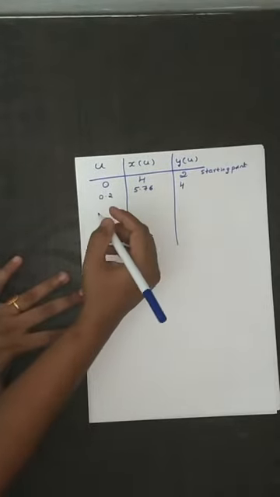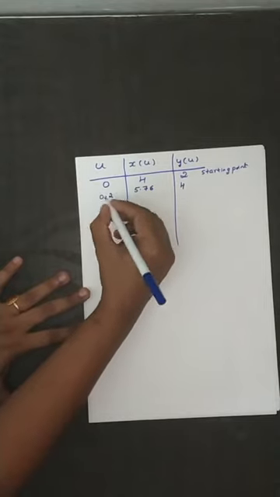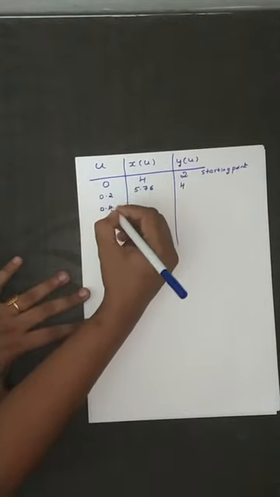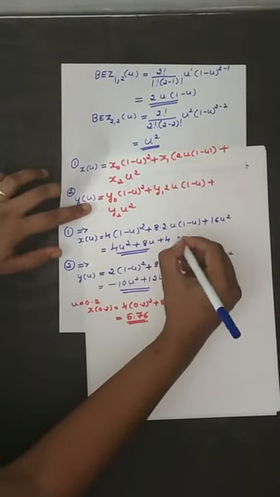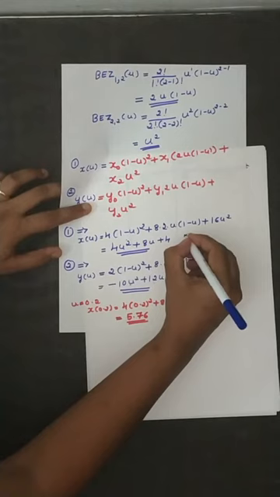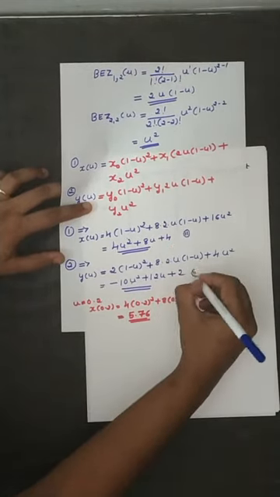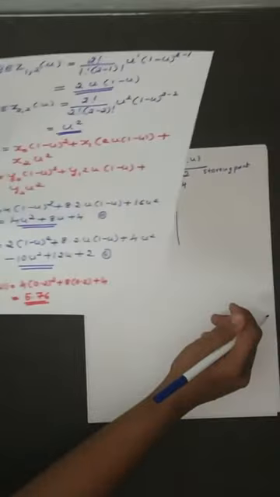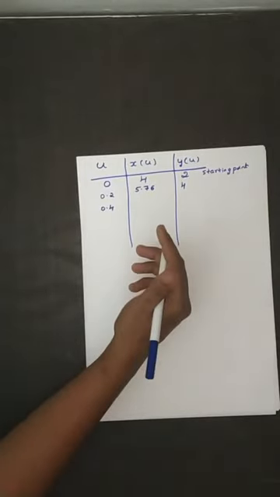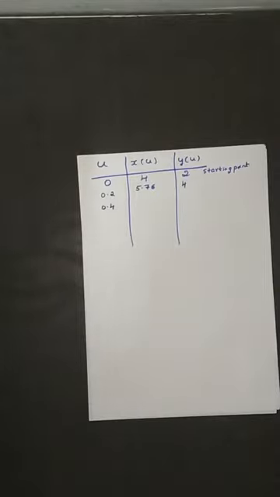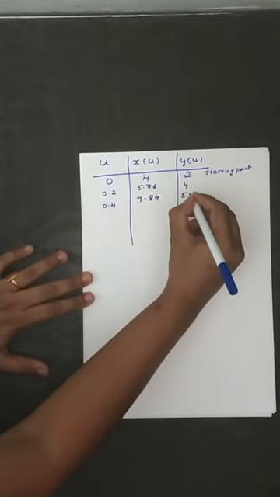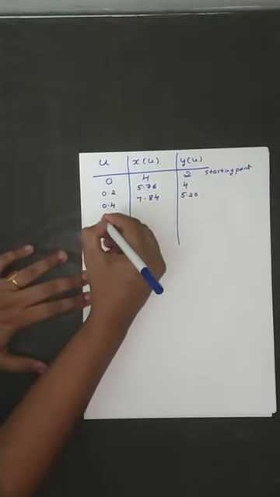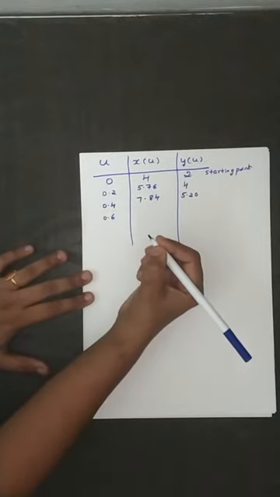Then the next point I will consider 0.4. So I am assuming a 0.2 difference here. So the next point is 0.4. Similarly, you have to substitute this 0.4 into this equation and here, and find out what is x of u and what is y of u. So you will get the values 7.84, then 5.20.